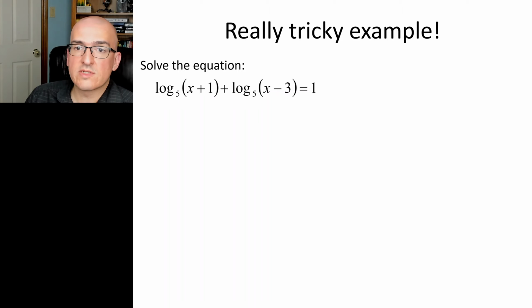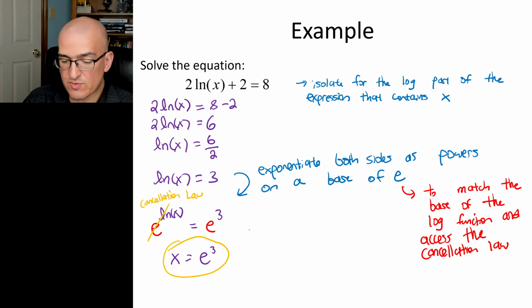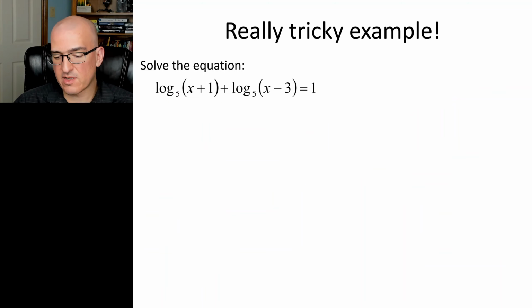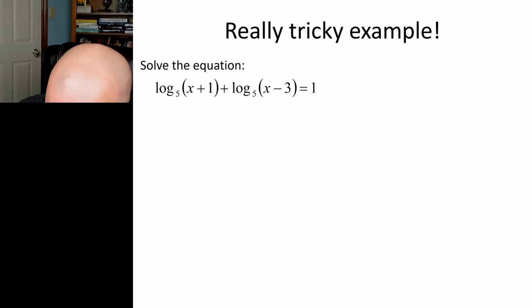The goal is to get x all by itself, and it's currently trapped in two different log functions. If we look at the previous example, what we did was we got the log function all by itself, and then we started using cancellation laws. But if we have two log functions that contain x, how are we supposed to get the log function all by itself? And the answer is, well, we have to make it one log function. We have to combine them into one log function.